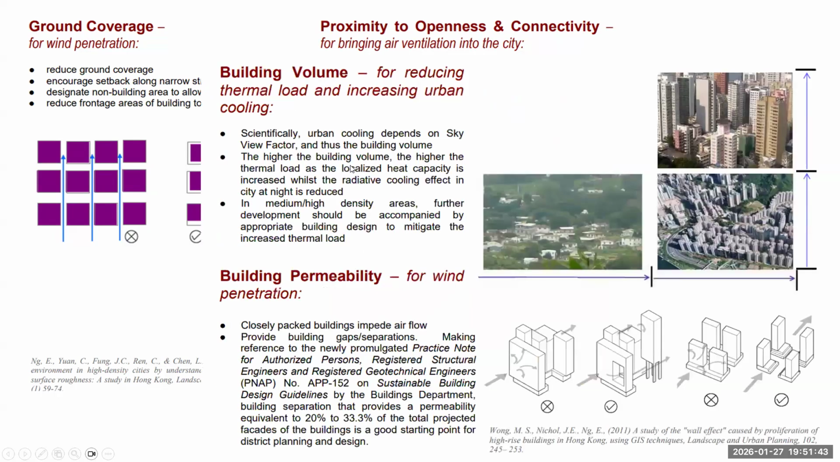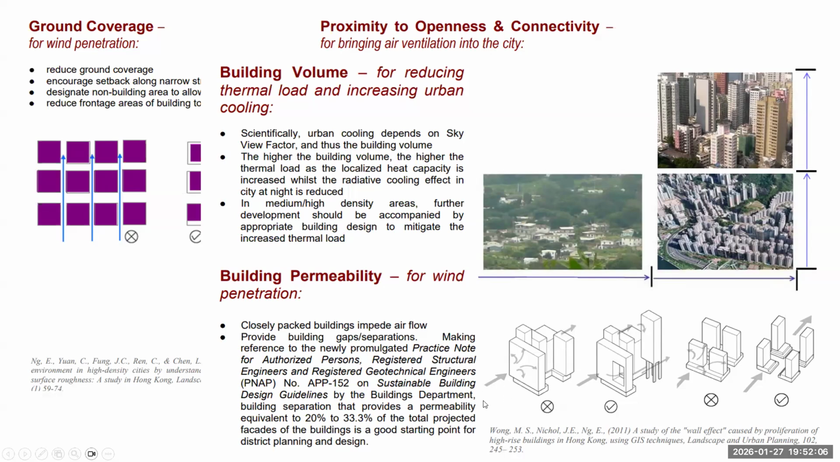And there are more requirements about the building volume for urban planning, which help to reduce the thermal load and increase urban cooling. And also we ensure the permeability of our buildings for wind penetration.